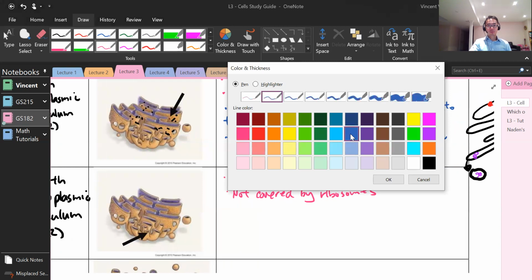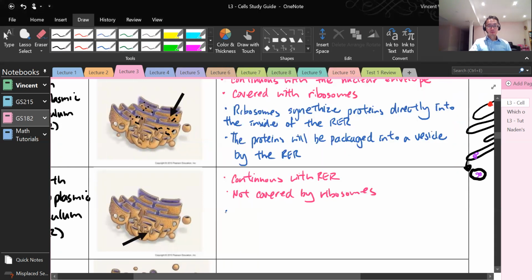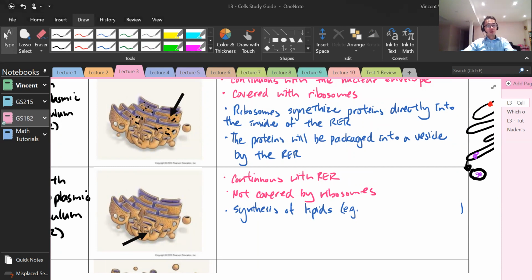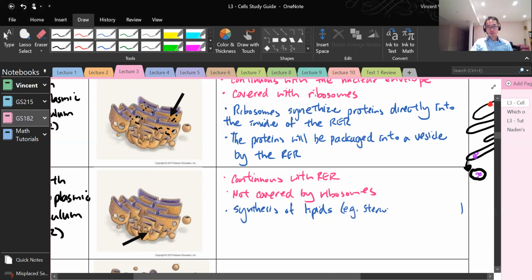What does it do? It is important for synthesis of lipids. They make lipids. So give me some examples of lipids that we're going to need to make, something that we learned last class. Anybody? Hormones, that's right. What kind of hormones? Give me an example of a hormone that we would make from the smooth ER. Exactly, estrogen. So this would be an example like a steroid hormone.